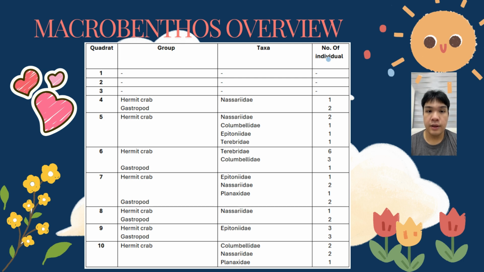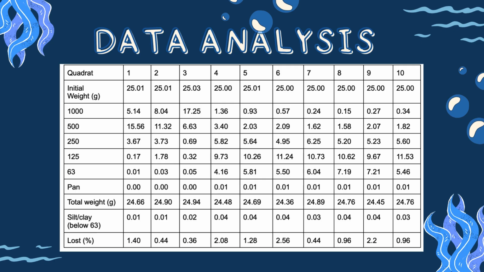These are the macrobenthos overview to summarize all of the sediments that we have collected during the sampling. We managed to get hermit crab and gastropod groups for all of our sediments from quadrant 4 until quadrant 10, and the total number of individuals is 38. These are the data analysis of the sediments that we have collected. From here, we can conclude that the sediments in Pantai Pandan Lundu are almost entirely sand, as the portion of silt and clay is insignificant.